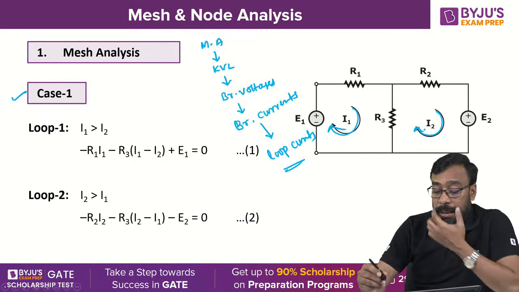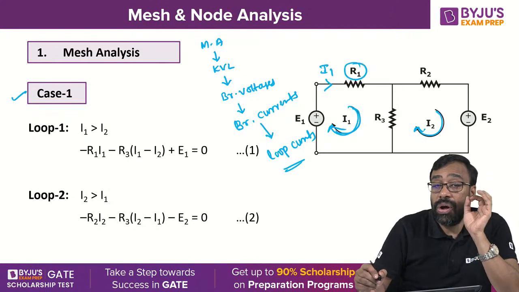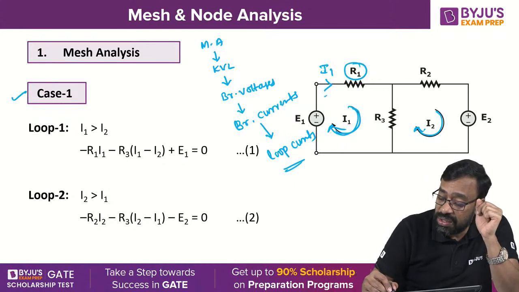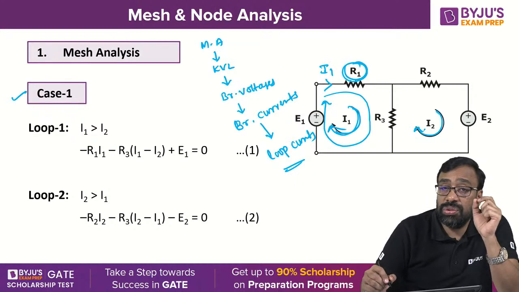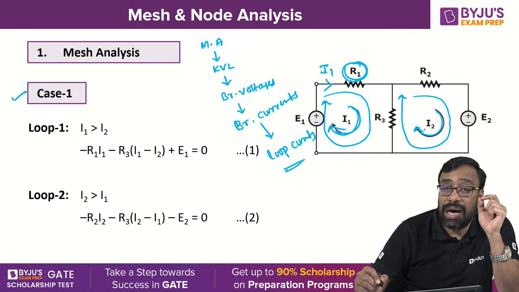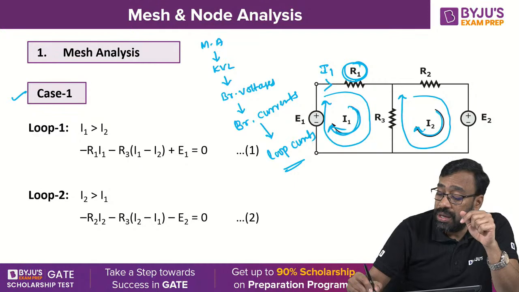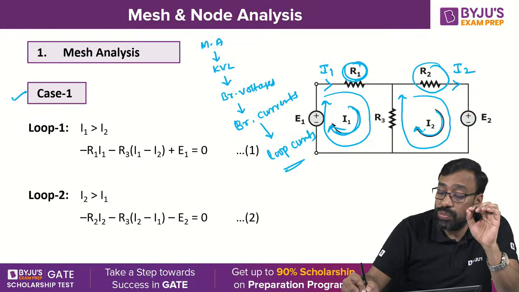So where is the branch current? The current flowing in R1 is I1, because this element belongs to only the first loop. I1 is passing through R1, R3, E1. And in the second loop, I2 is passing through R2, E2 and R3. So R1 belongs to only the first loop, therefore its branch current is the same as the loop current. R2 belongs to only the second loop, therefore its branch current is the same as its loop current.